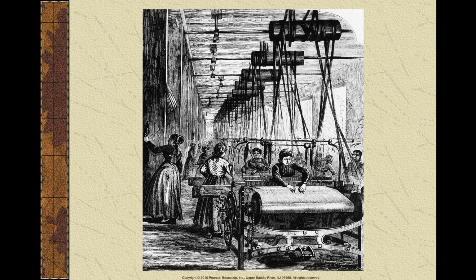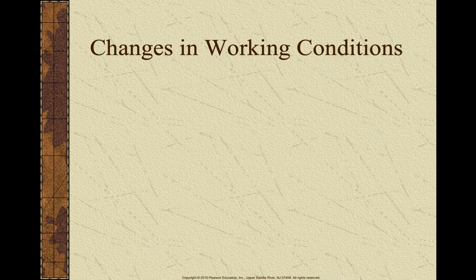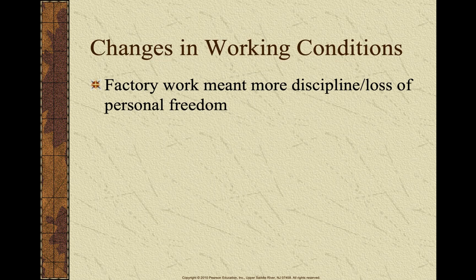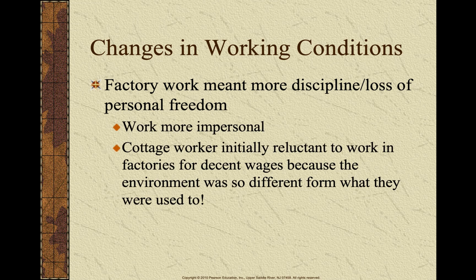Let's continue. Here is a picture of some of the early factories, and an important group that we're going to be talking about more in this chapter and more within the Industrial Revolution is unmarried single women. They're going to be very, very important. We're going to see a lot of changes for them with urbanization and industrialization. Let's talk more about changes in the working conditions. We're almost finished with this lecture, so just hang in there. Factory work is going to mean more discipline and loss of personal freedom. Work is going to be much more impersonal.